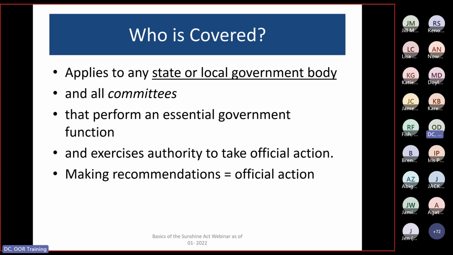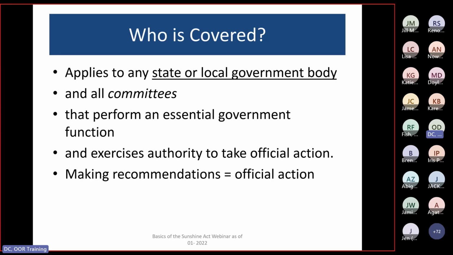Oftentimes, you can go to the definition section of that law, and it will provide you with a source of clarity as to what the language actually says, what the law actually means. And the Sunshine Act is no different. Okay, so the law says that it applies to any state or local government body and all committees. And that phrase, all committees, is important because a lot of times there's disagreement as to whether a gathering is subject to the Sunshine Act. And I'm going to talk about that in detail here.